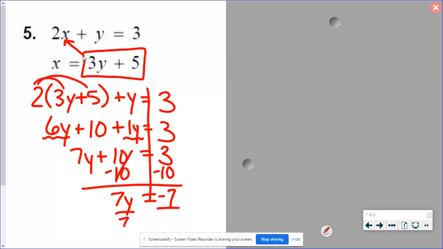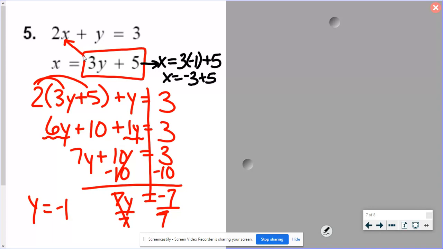So dividing by 7, I'm going to get that the y is, that's supposed to be a 7 there, sorry. Y is going to be -1. And if the y is -1, I could go right here and say that the x is going to be 3 times a -1 plus 5. That'll be a -3 plus 5 is 2. So my ordered pair, x and then y, would be 2, -1.